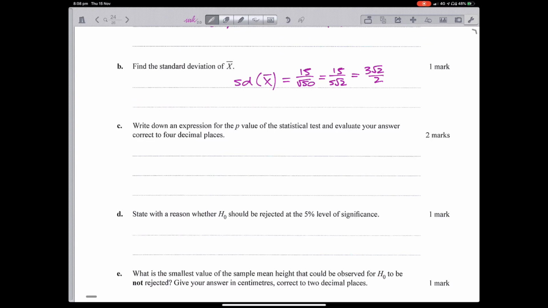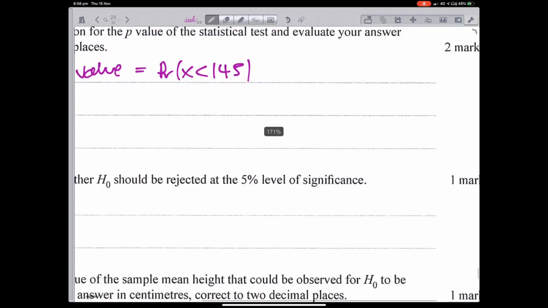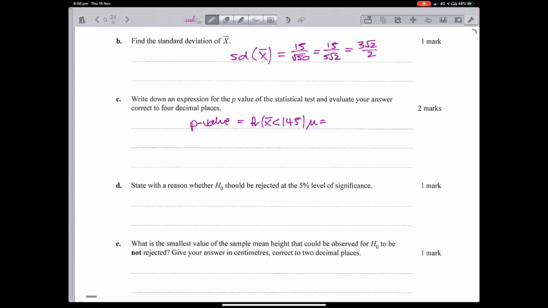Write down an expression for the p-value of the statistical test and evaluate your answer. So the p-value is given by the probability that X bar is less than 145, given that mu is equal to 150, and that's the probability that z is less than 145 minus 150 on my standard deviation, 3 root 2 on 2. Therefore, that's going to be negative 10 on 3 root 2.